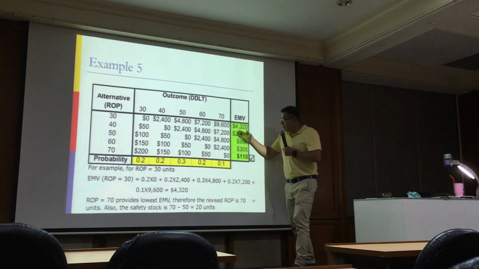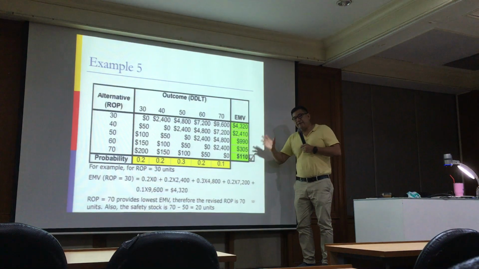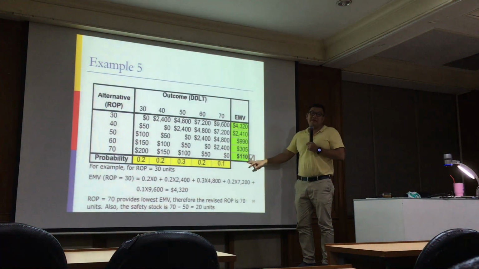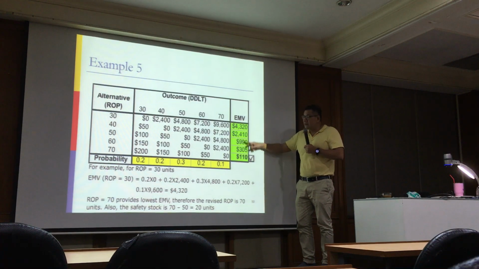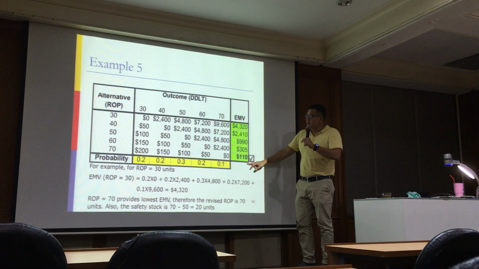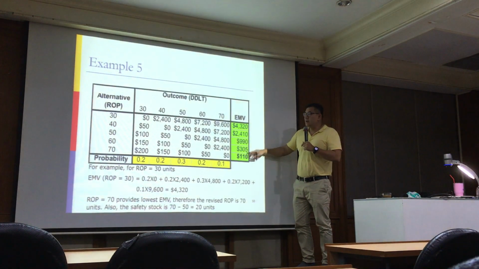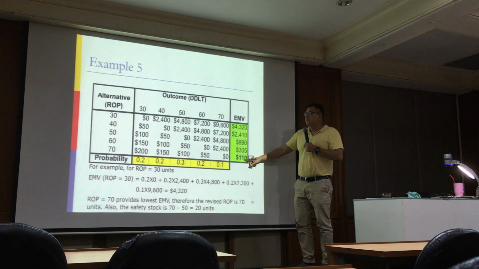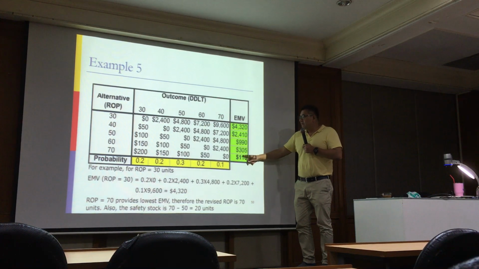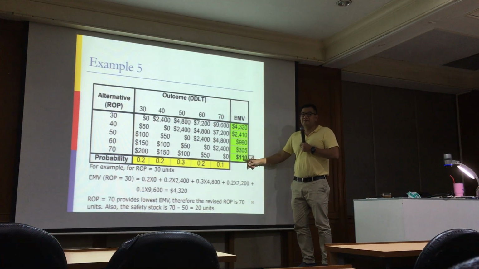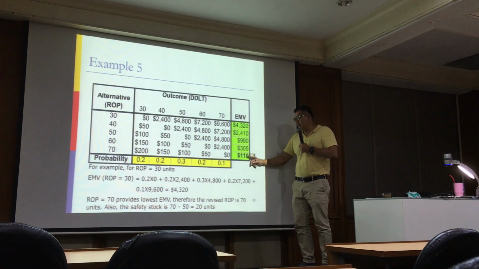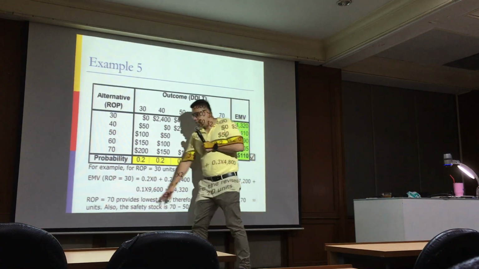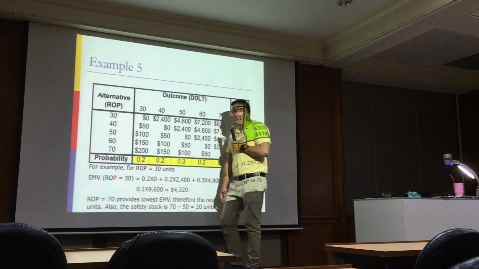So then once we have this, it's a little bit different because we're going to select the alternative that provides the lowest EMV in this case, because it provides the lowest cost. So comparing all these 5 alternatives, the last one, the order point equal to 70, provides the lowest total cost, 110. So then we select the order point to be 70.